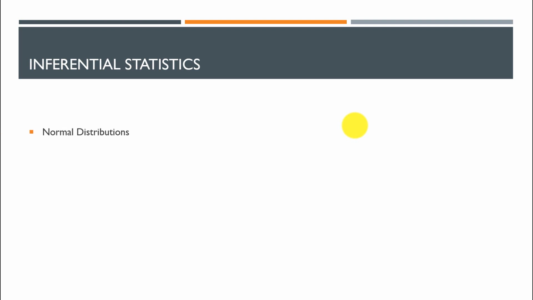Normal distributions. Chi-square is an inferential statistic. T-tests. Correlations, Pearson's r. Simple linear regression, which you really can't do without a correlation, and ANOVA. So these were the categories we talked about. You need to know these as inferential statistics. This is what we looked at and studied.